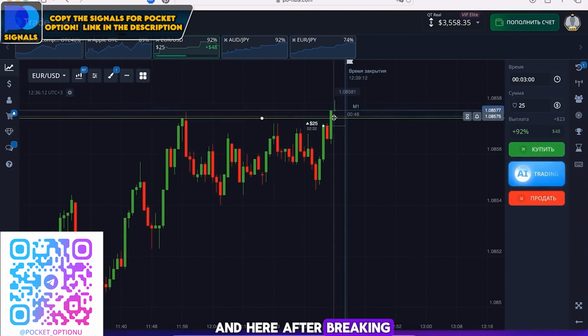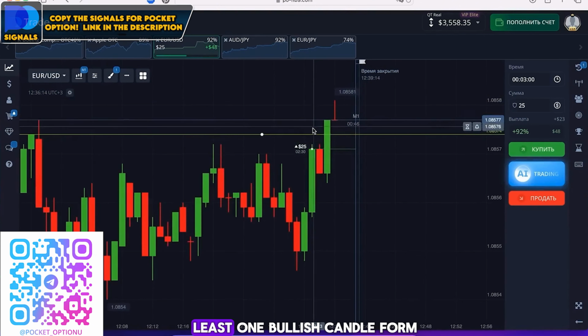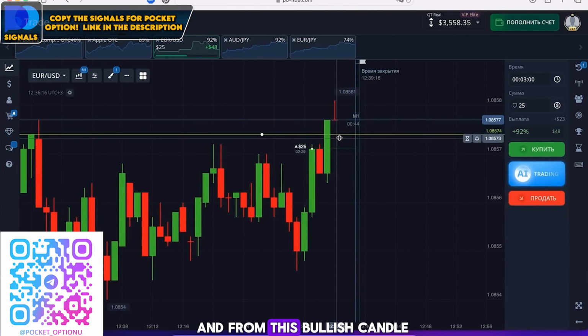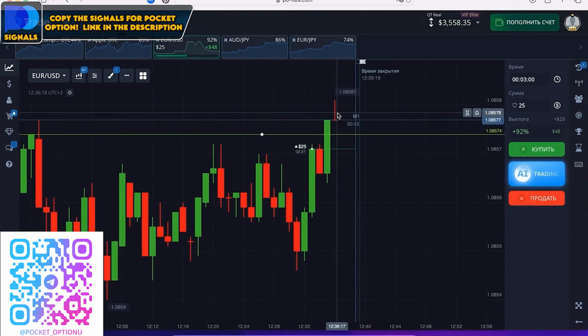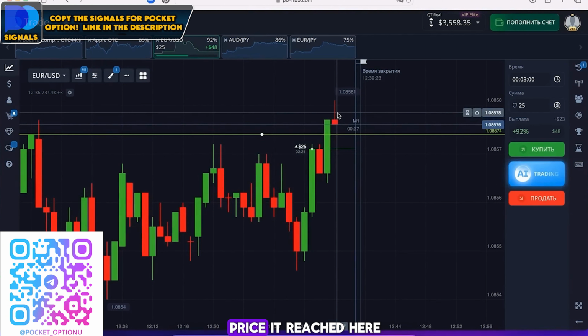And here, after breaking this high, meaning after breaking this line, we should see at least one bullish candle form. And from this bullish candle, we can easily bounce off it. But I'll say right away that it often happens when a high is broken, like this line I've drawn, which represents the maximum price it reached here. Once it breaks that, a candle forms, and then we might see a sideways movement.